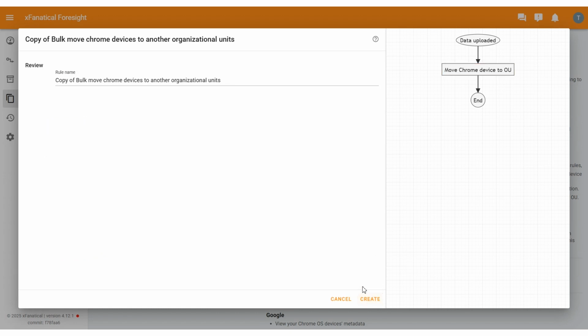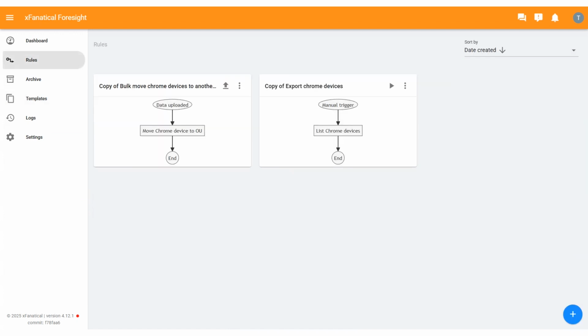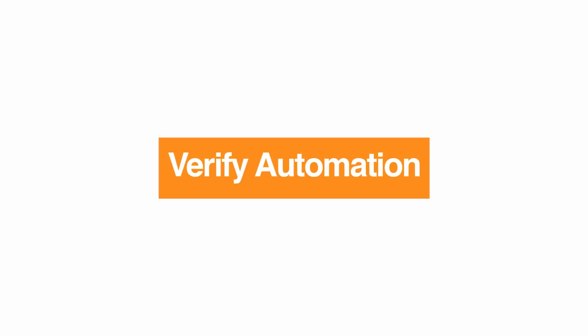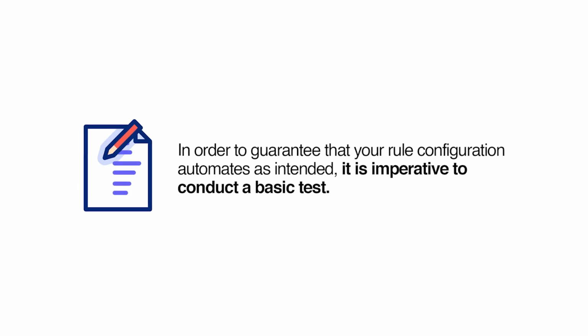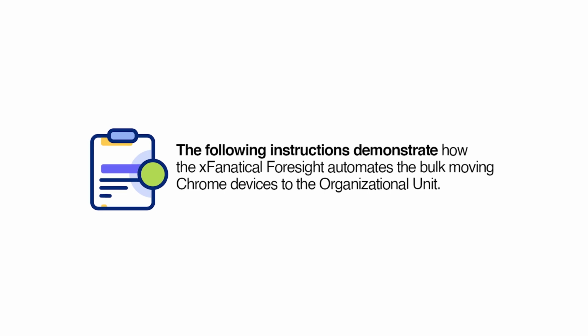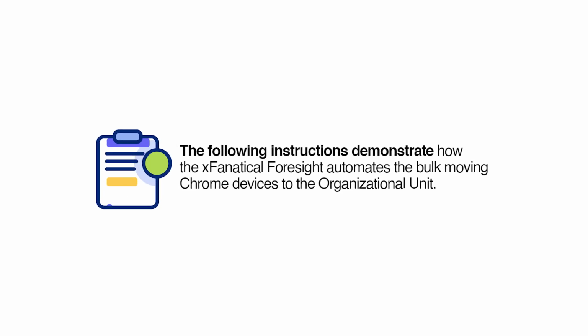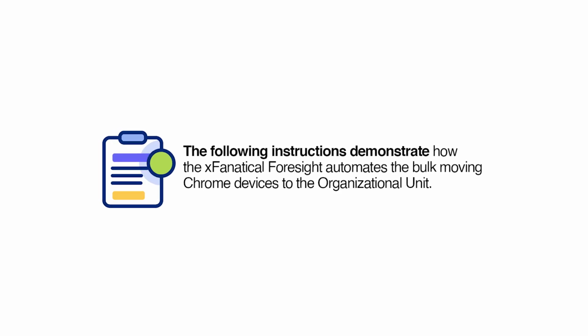Click the Review button. In the Review screen, customize the rule name. Click Create. The rule is created in the Rules page. Verify automation. In order to guarantee that your rule configuration automates as intended, it is imperative to conduct a basic test. The following instructions demonstrate how the xFanatical Foresight automates the bulk moving Chrome devices to the organizational unit.